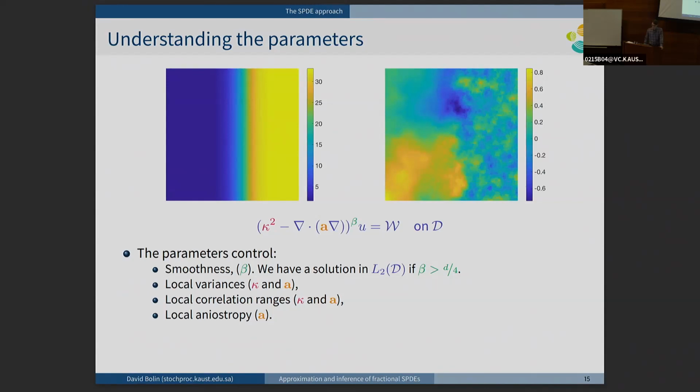And then we have the parameters kappa and A, and they essentially control everything else: local marginal variances, local correlation ranges, and local anisotropies. You can see in the figure here to the left an example of this where I just vary kappa over the domain, and to the right you see a simulation where you seem to have longer correlation ranges to the left compared to the right.